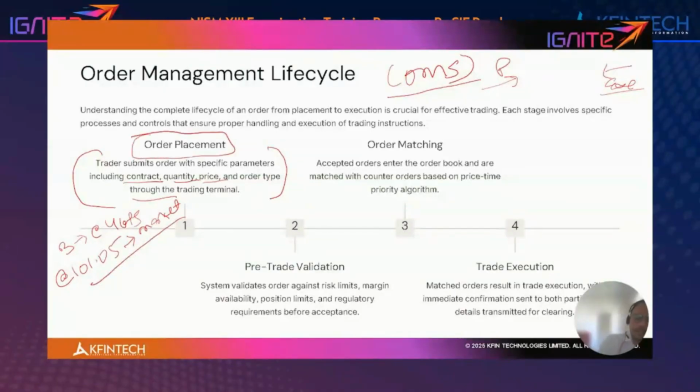That's the first stage. Second stage is pre-trade validation. Now this is very important. The system validates order against risk limits. Now, which is the system? This is the exchange system.